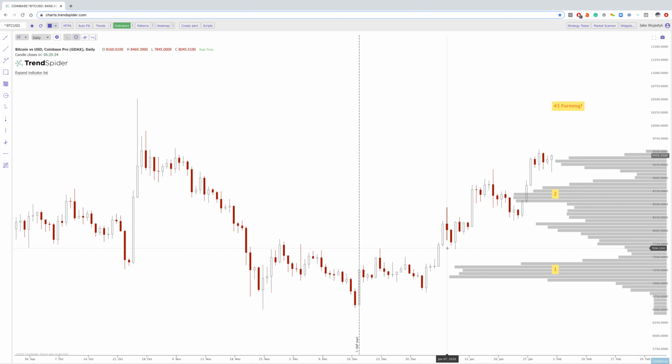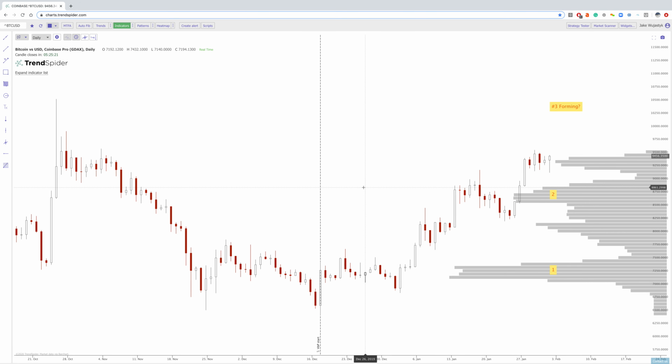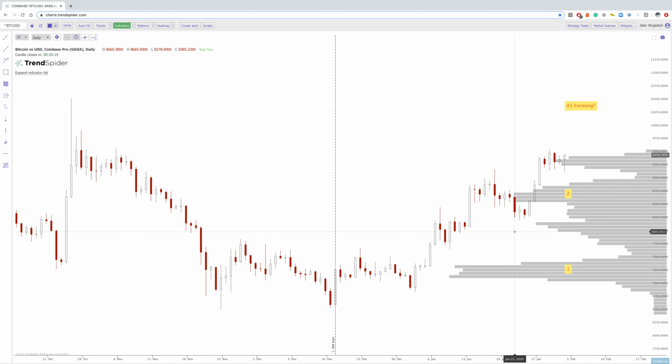So let's do a case study together right now. Let's just take a look at all of this volume starting to aggregate here. Will supply dry up and price move up to 10,300? We'll have to see, but this is a case study explaining the reasoning for that.